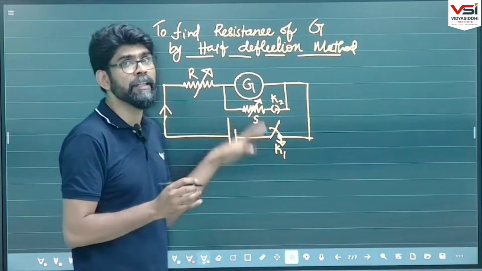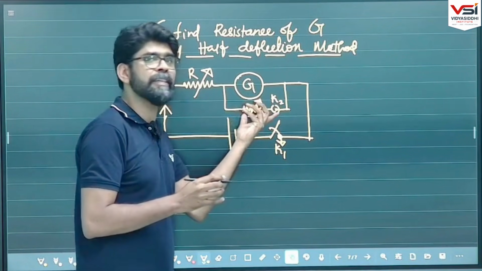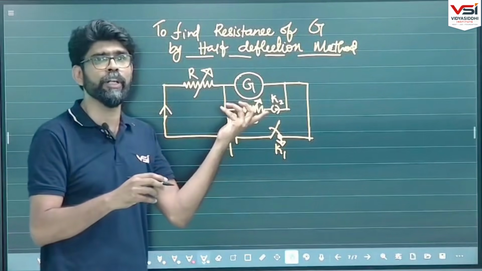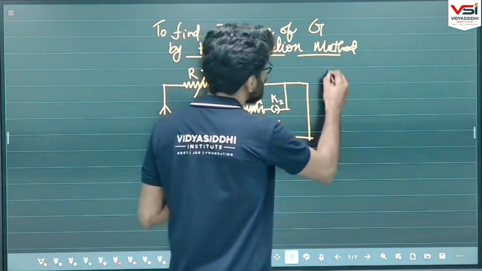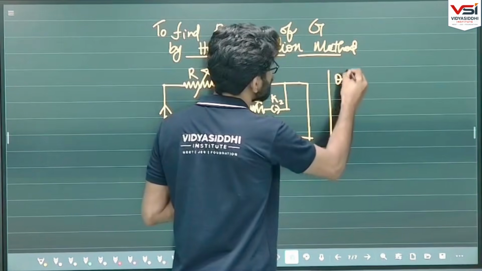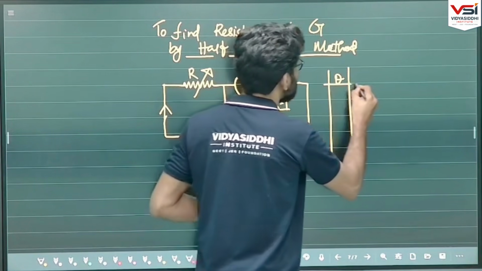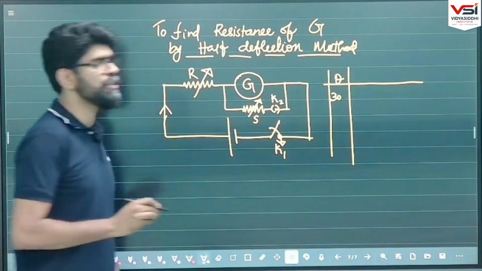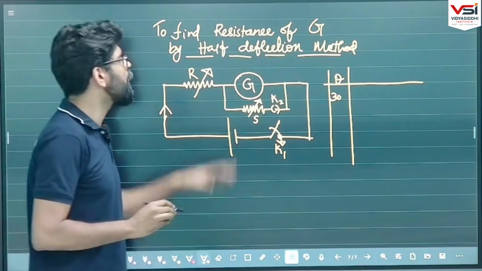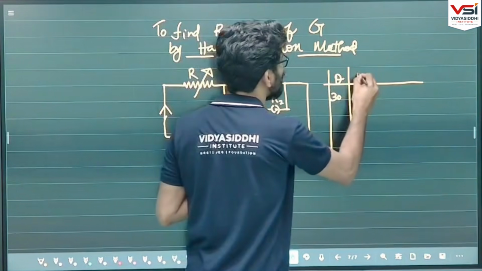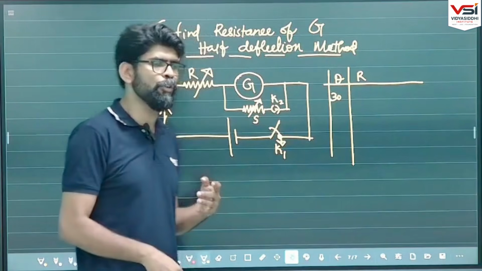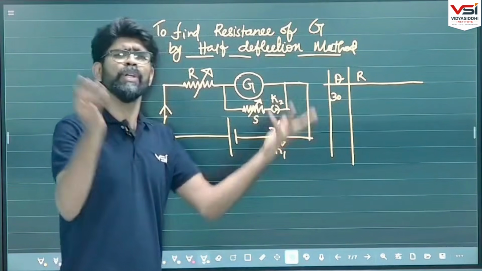In the first diagram, this S is not included, and we are adjusting so that a deflection is obtained in the galvanometer, say 30 divisions. 30 divisions of deflection is obtained in the galvanometer for a given value of resistance R. You can take any value.